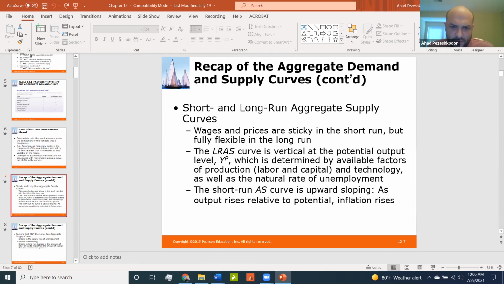Okay, where were we? Short run and long run. Yep, here. Wages and prices are sticky in the short run. That's the Keynesian assumption, and fully flexible in the long run, Milton Friedman. Now, the long run aggregate supply curve is vertical.